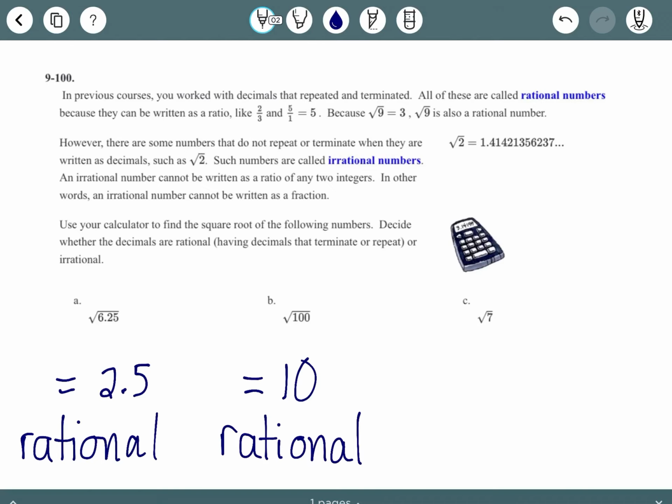And finally, the square root of 7. When you put that into your calculator, you are going to get a number that looks like this: 2.6455751 and so on. That might be where your calculator screen maxes out. Now, we can tell by looking at this number, all of these numbers that come after the decimal, there's no real pattern, there's nothing repeating. So in this case, this would be an example of an irrational number.